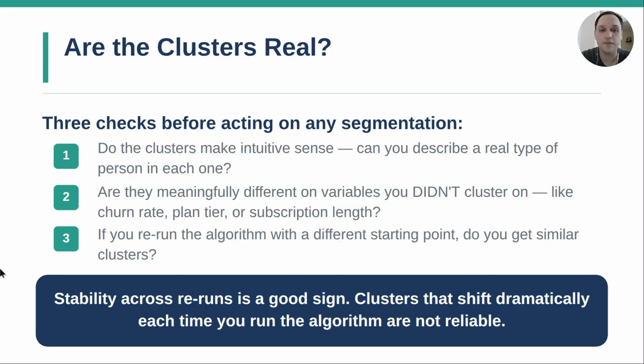Second, do clusters differ on variables you didn't cluster on, like churn rate, plan tier, or subscription length? If performance trackers have significantly longer subscriptions than flexible soloists, that's evidence that clusters are capturing something real and predictively meaningful. Third, if you rerun the algorithm with a different random starting point, do you get similar clusters? Stability across multiple runs is a good sign. Clusters that shift dramatically every time you run them aren't reliable.